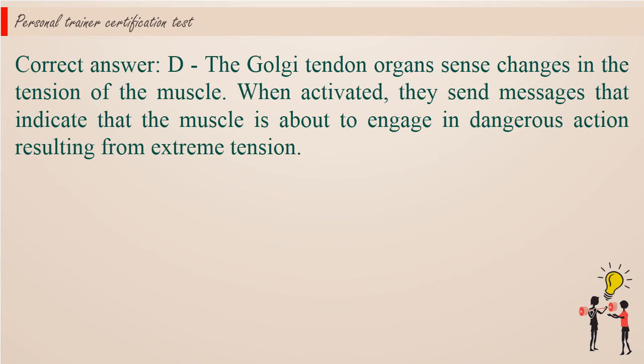Correct answer, D. The Golgi tendon organs sense changes in the tension of the muscle. When activated, they send messages that indicate that the muscle is about to engage in dangerous action resulting from extreme tension.